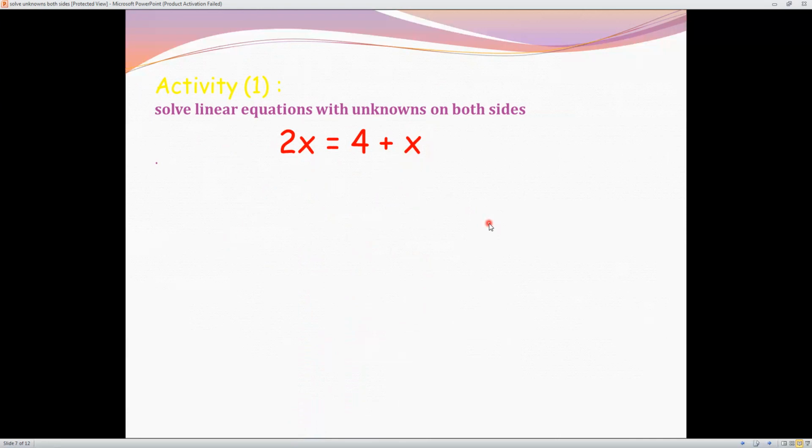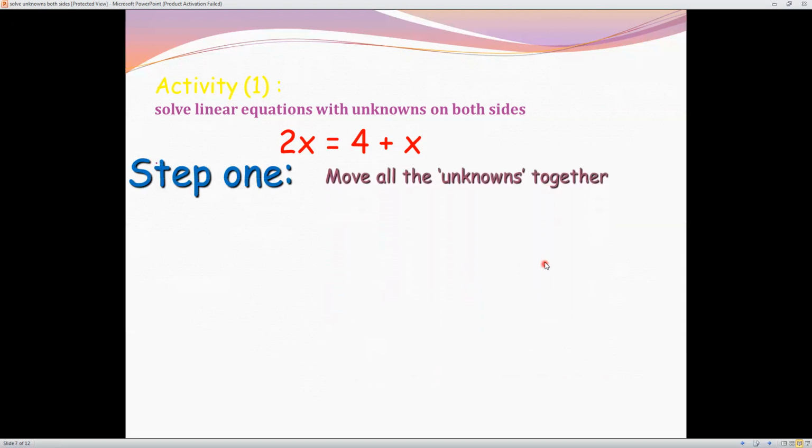The first step, I want to remind you, is that we should move all the unknown variables to one side and then simplify. After simplifying, you have to move all the known values to the other side, and then you can simplify. After simplifying, everything is going to be clear for you after you solve, so you can solve it.